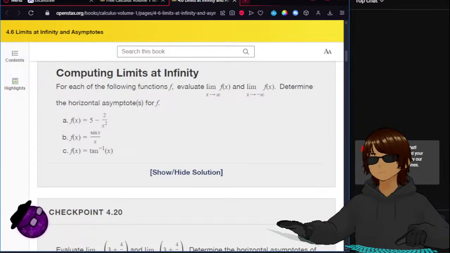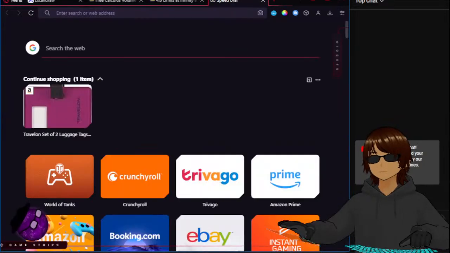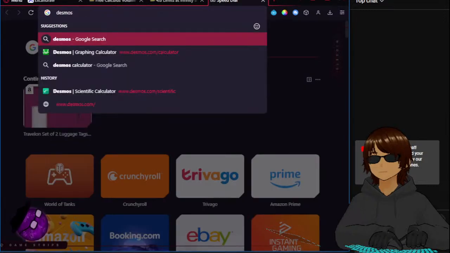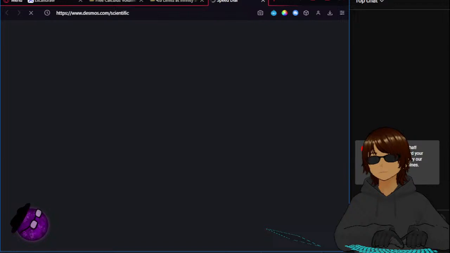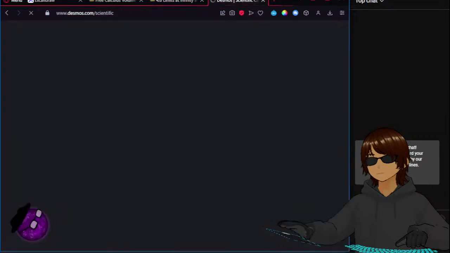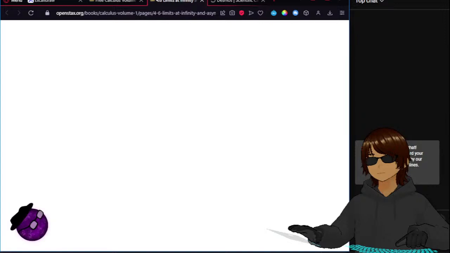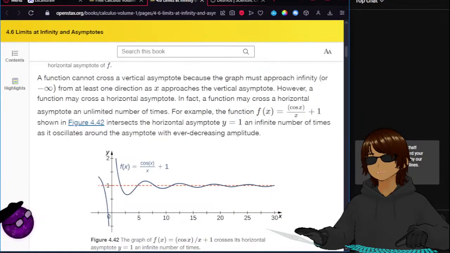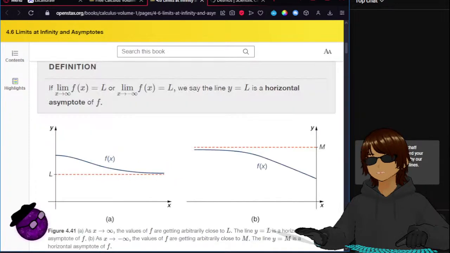For each function, evaluate the limit. Is it the website that's slow? I think it's both my computer and the website maybe, but I'm not sure.